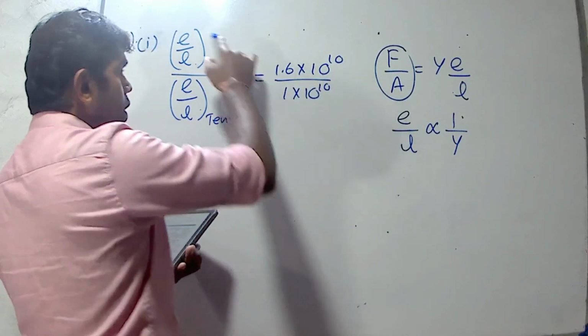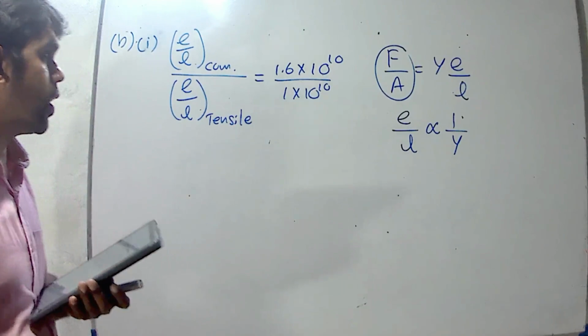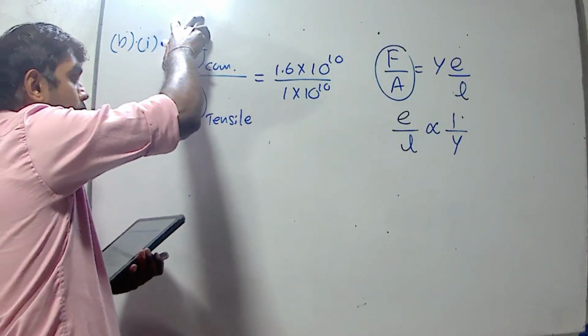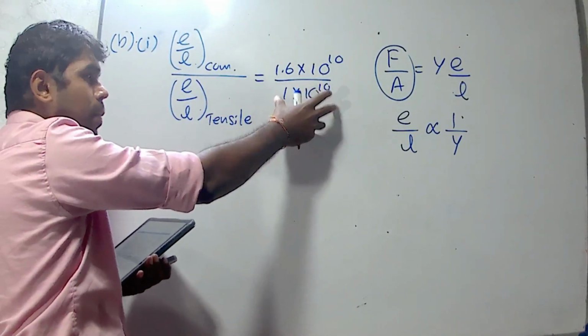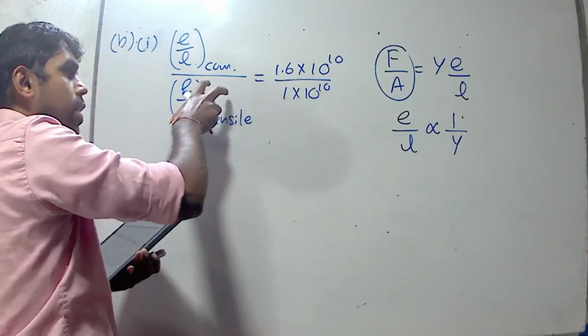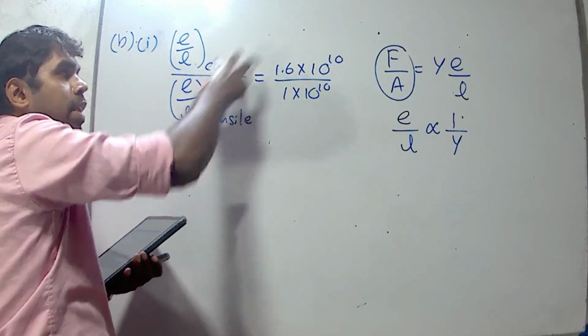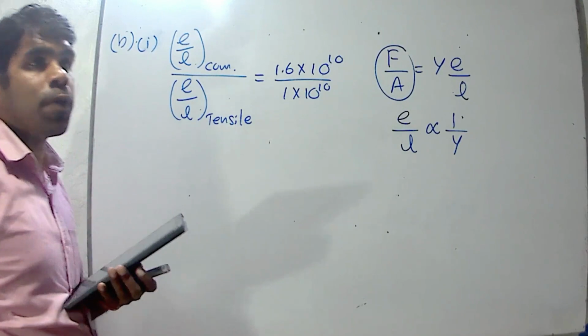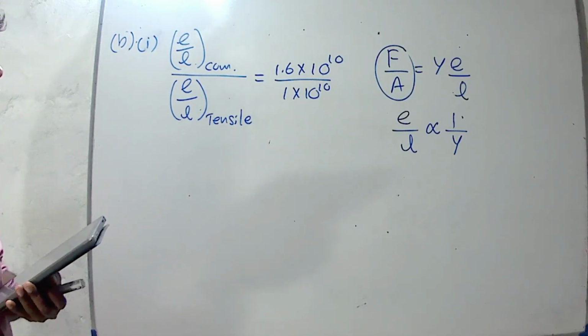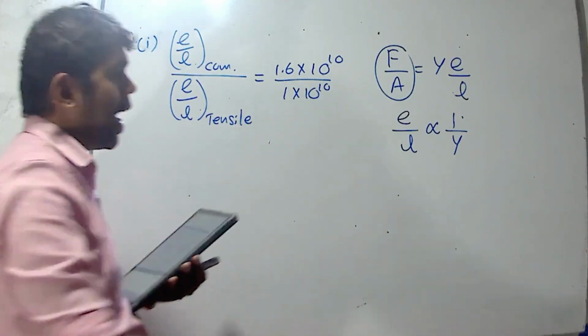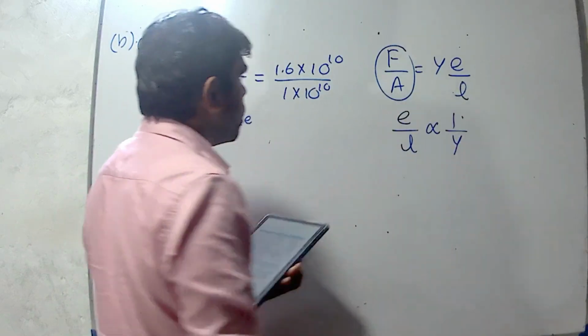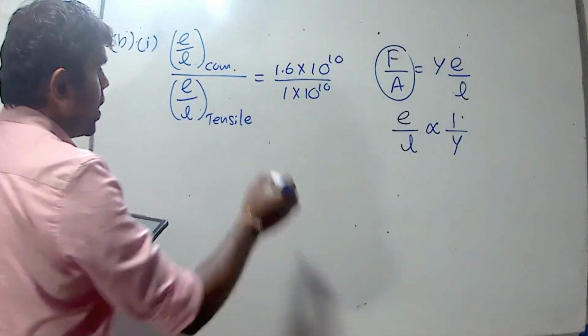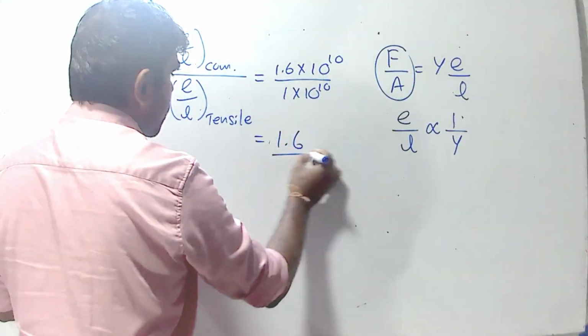We have to use the opposite direction. This one is compressive, therefore Young's modulus for compressive is in the denominator. This one is tensile, so Young's modulus for tensile is in the numerator, because there is an inversely proportional relation. Then we get 1.6.